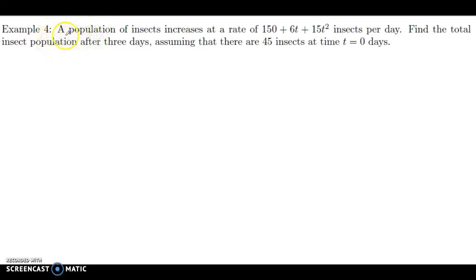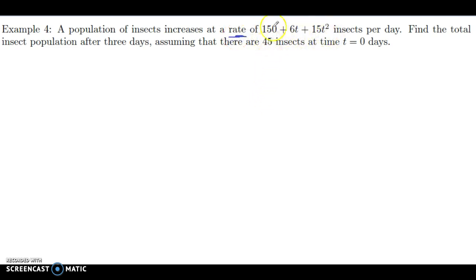Application of integral. A population of insects increased at a rate of 150 plus 6t plus 15t squared insects per day. Find the total insect population after 3 days, assuming that there are 45 insects at time t equals 0 days. Notice that the rate of the growth is a continuous function.